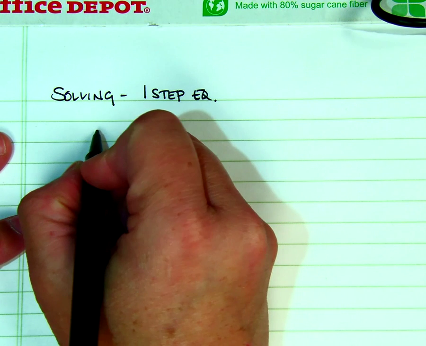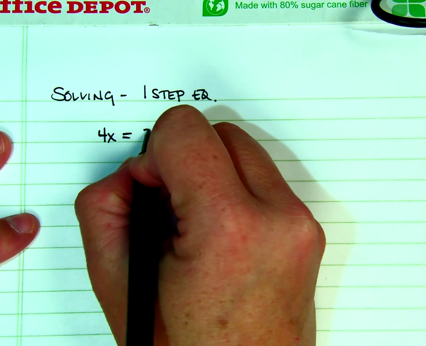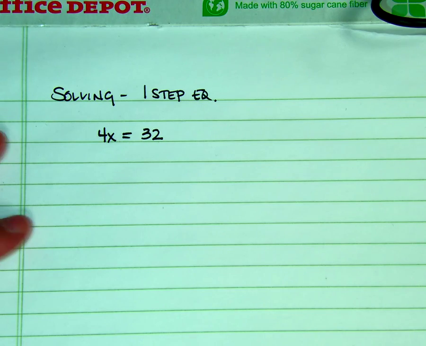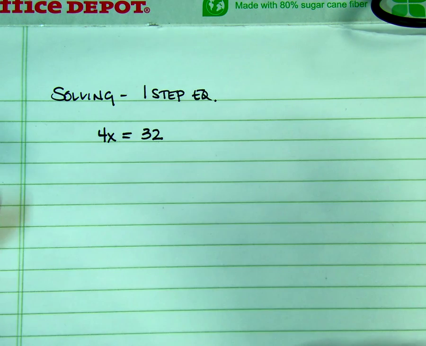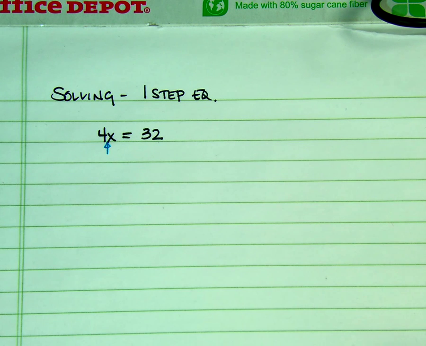So if we have like 4x equals 32, that is a one-step equation. You need to know what is going on between the 4 and the x. There's no sign, so it's understood multiplication.